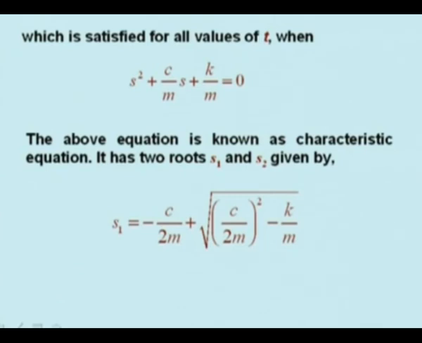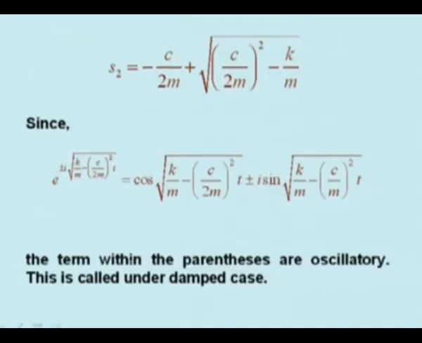This equation is known as the characteristic equation, and it has two roots, s1 and s2. s1 is equal to minus c by 2m plus under root (c by 2m) whole square minus k by m. Similarly, s2 is equal to minus c by 2m minus under root (c by 2m) square minus k by m.